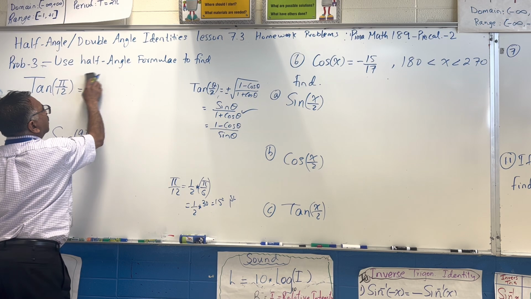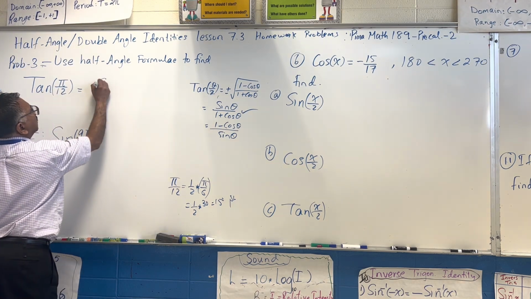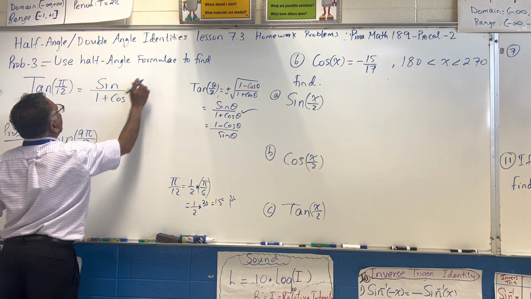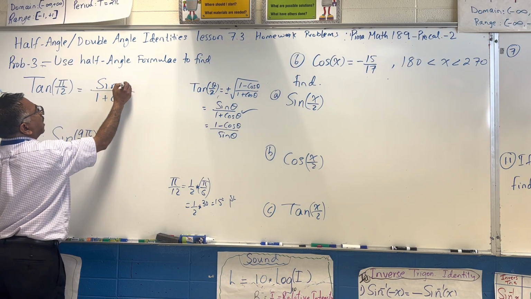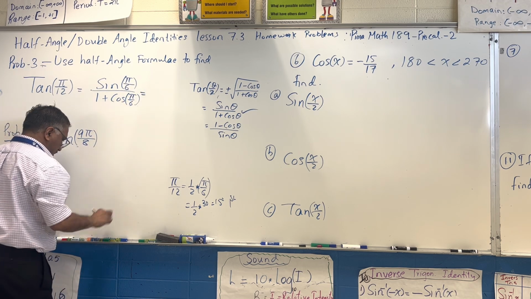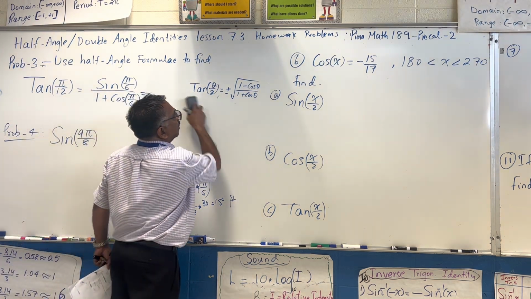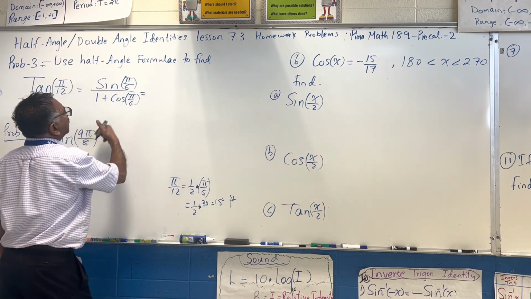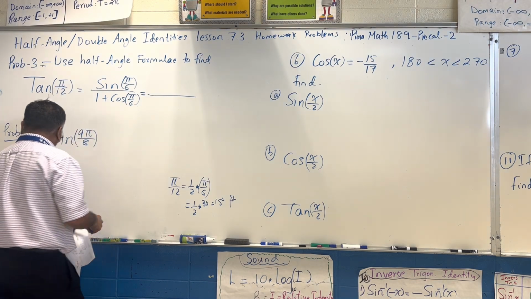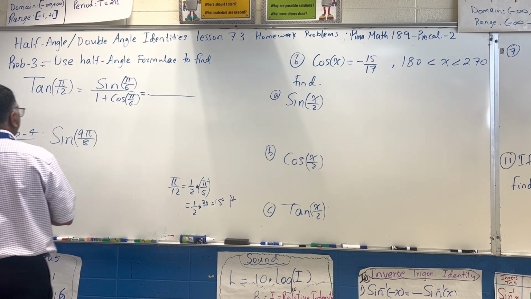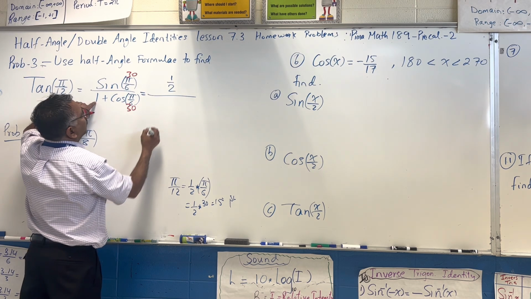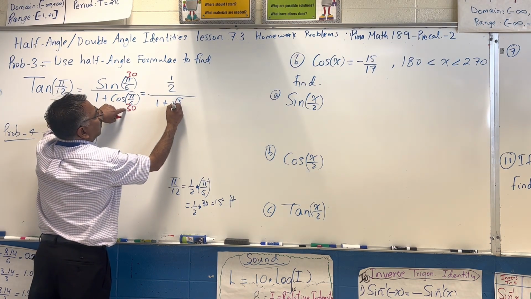Instead, you can use sine theta over 1 plus cosine theta. The double of pi by 12 is pi by 6, and again pi by 6, so this becomes easier to do. I'm going to use sine pi by 6. What is sine pi by 6? Sine 30 is one half. And 1 plus cosine 30 is 1 plus root 3 over 2.